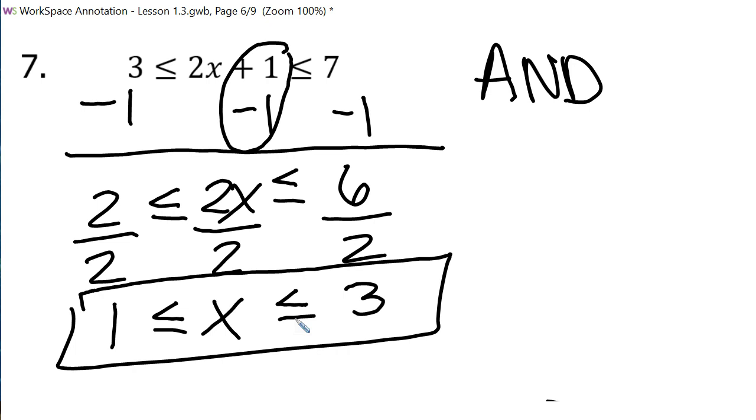My endpoints go on what numbers? 1 and 3. Circle on the 1, circle on the 3. Look at the symbol beside the 1. Should the 1 be open or closed? Closed, because it's equal to. Look at the symbol beside the 3. Should the 3 be open or closed? Closed, because it's equal to. And this notation, is this an "and" inequality or an "or"? And. So if it's an "and," do I shade inside or outside? Inside.